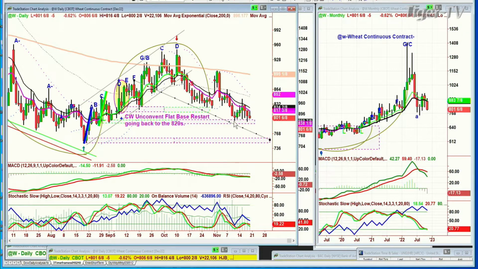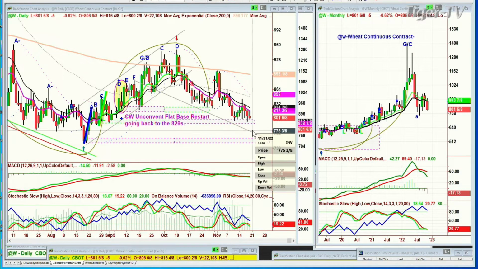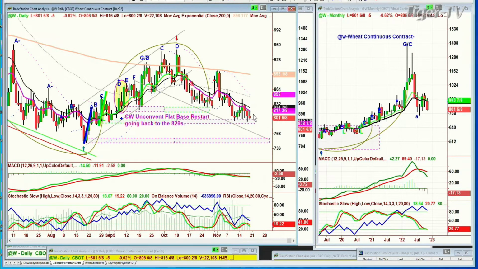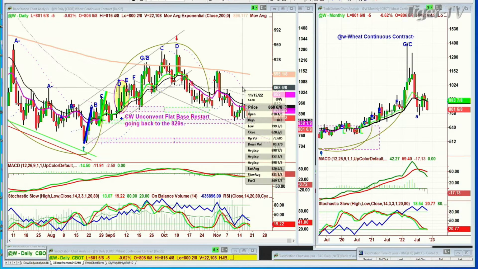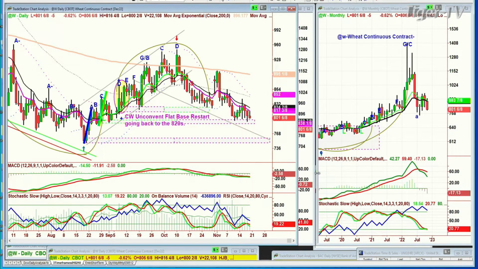So here's the line. At any point, if wheat takes out 775, it's trading at 801 right now, be careful. You can give everything back going to the August low. It needs very quickly to find some support and not just pounce higher or bounce high. It needs to close above this candle high of the 15th, which is at 843.